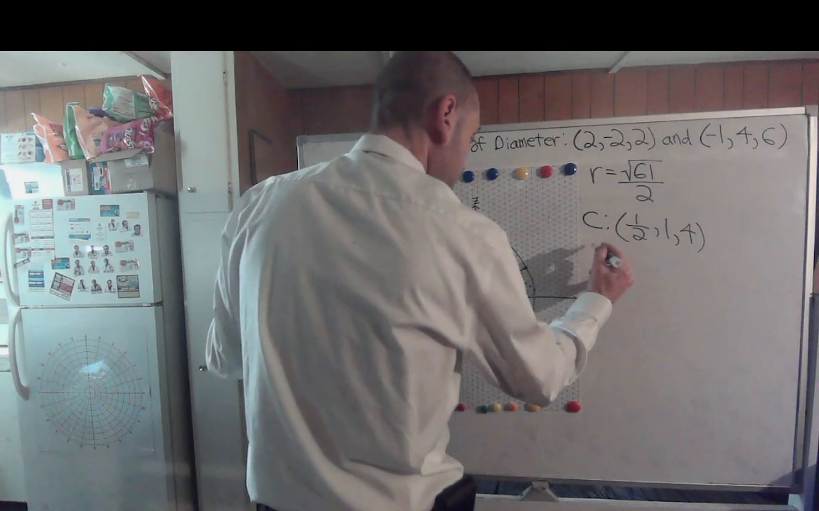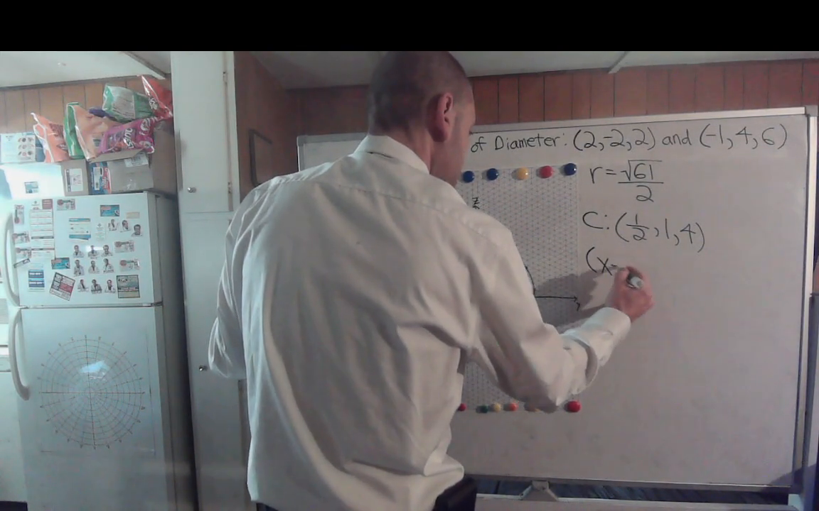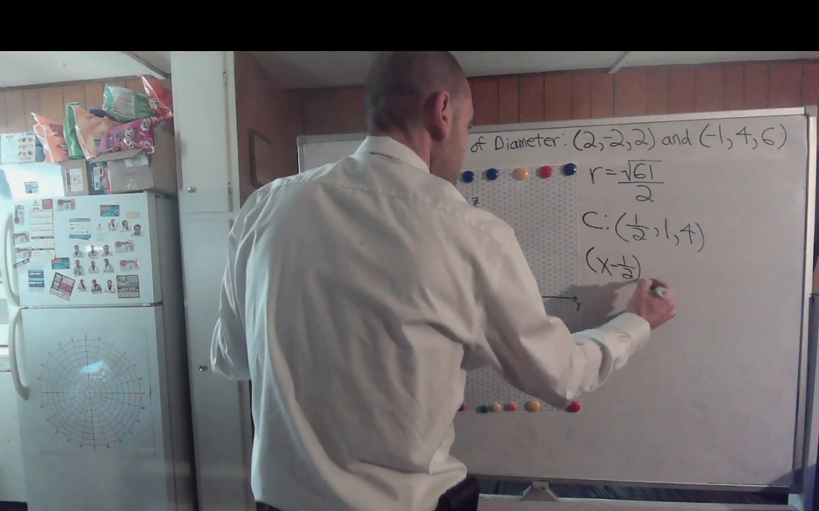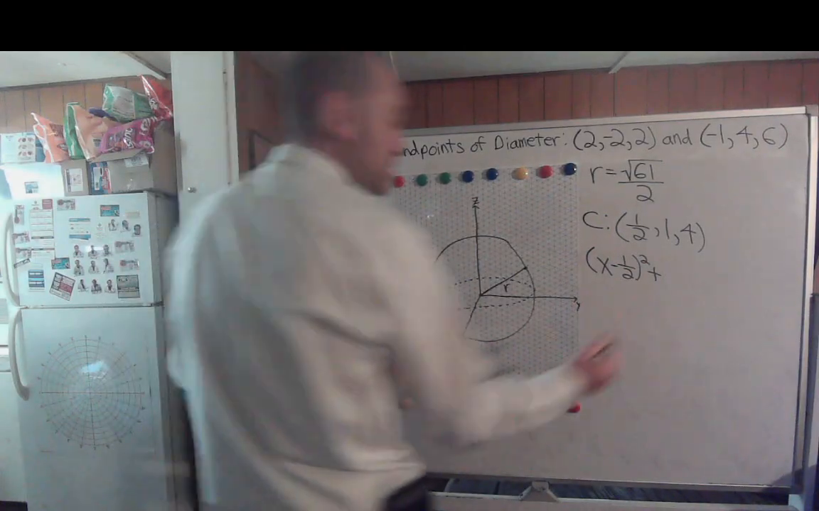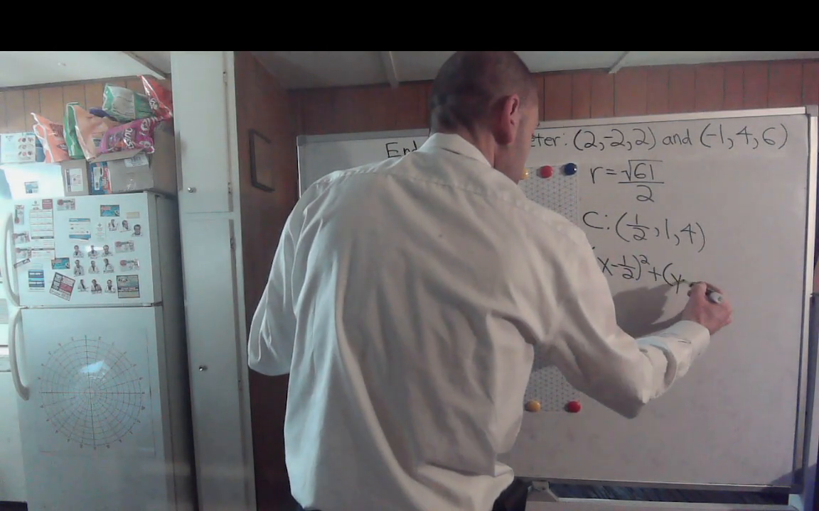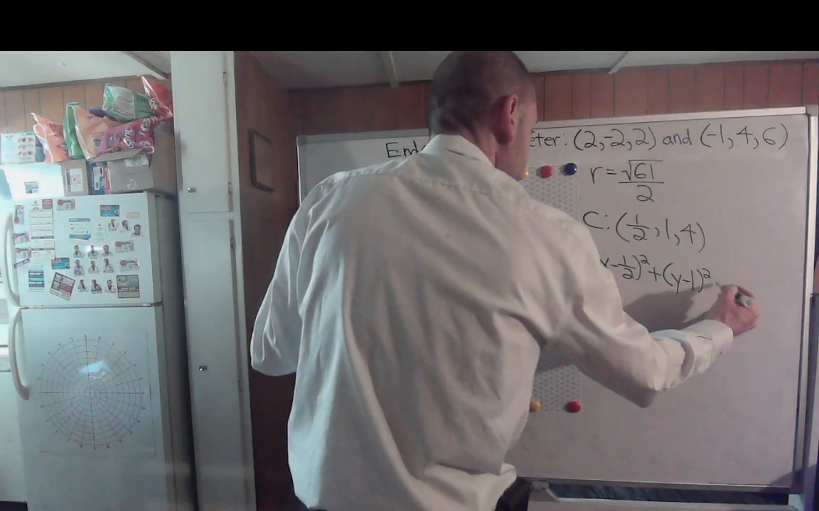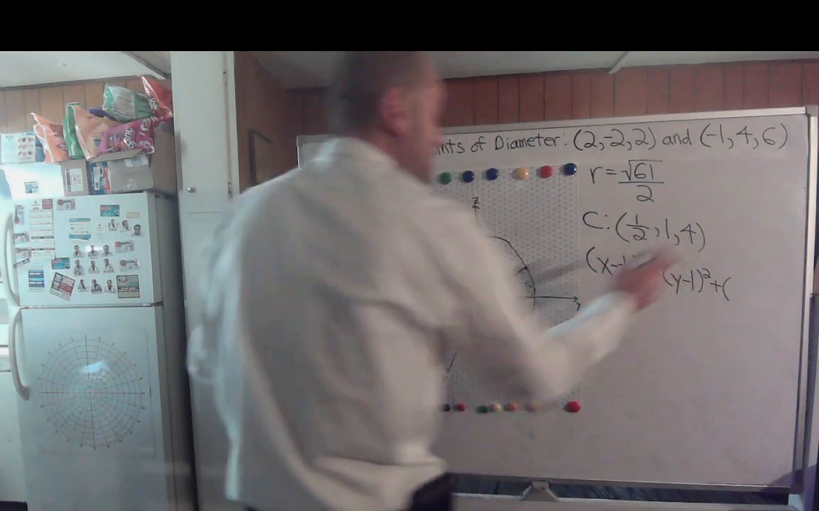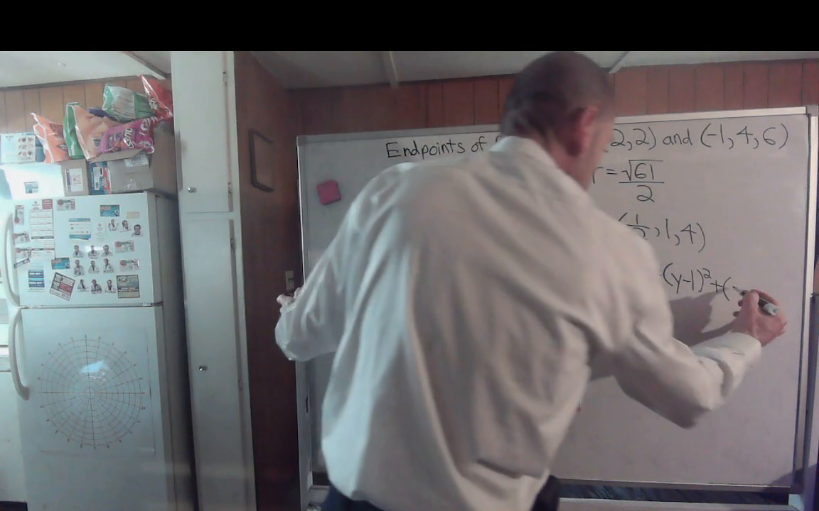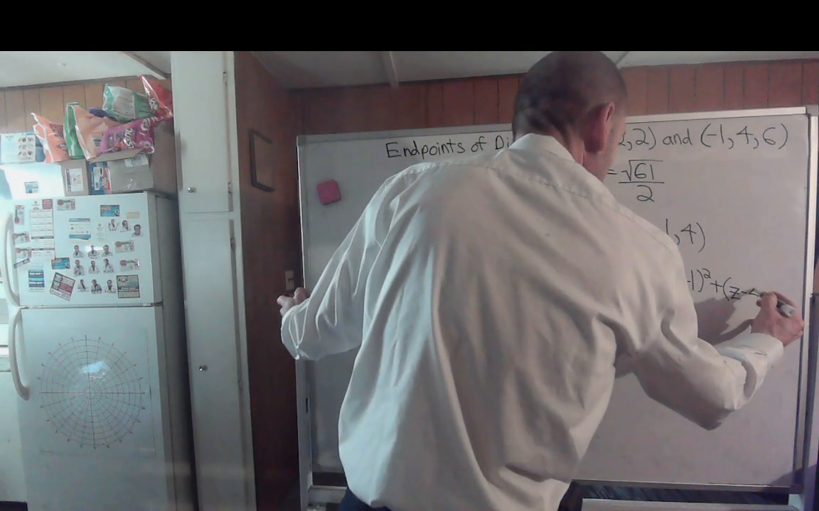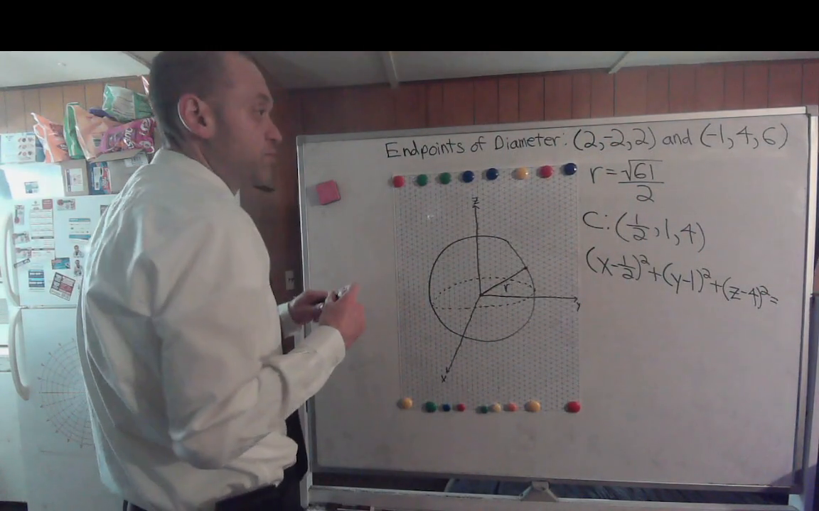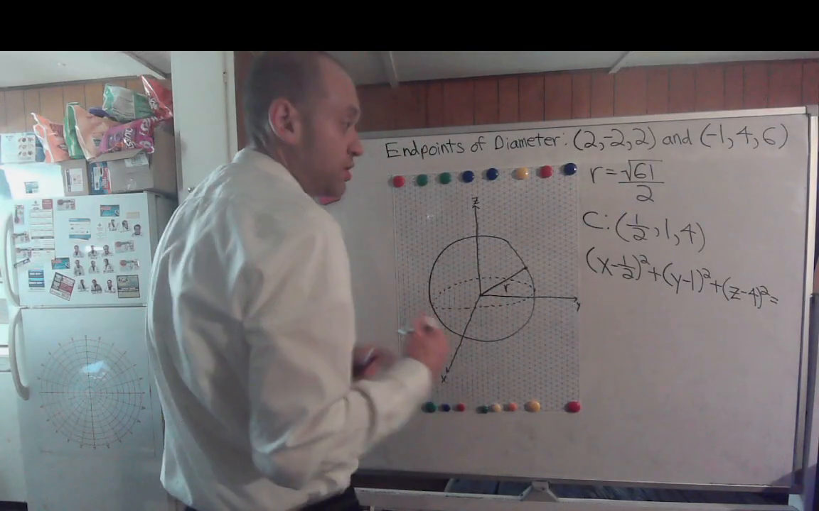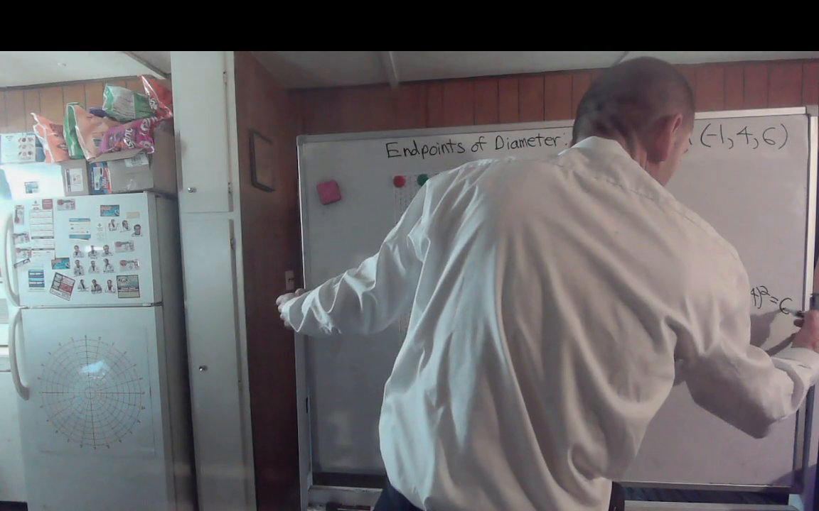This would be x minus 1/2 quantity squared, plus, okay, y equals 1, so this would be plus y minus 1 quantity squared, plus the z equals 4, so this would be z minus 4 quantity squared, equals your radius squared. So if we square the square root of 61 over 2, you get 61/4.